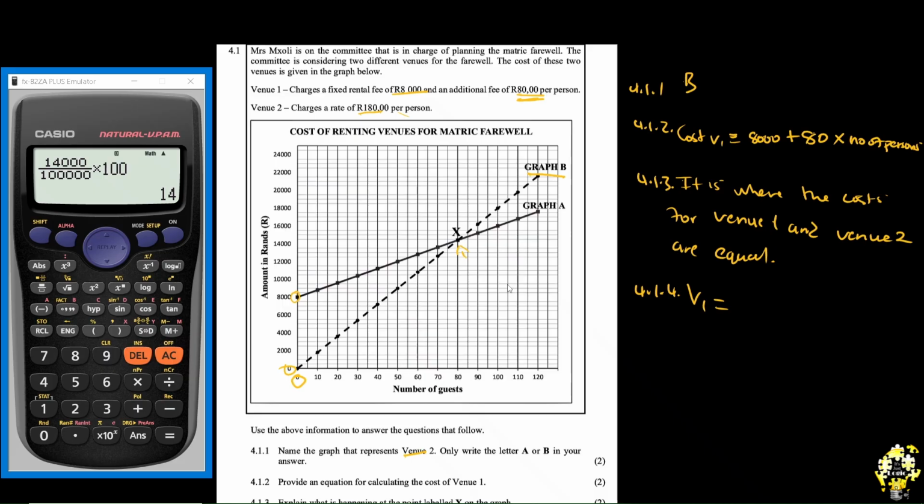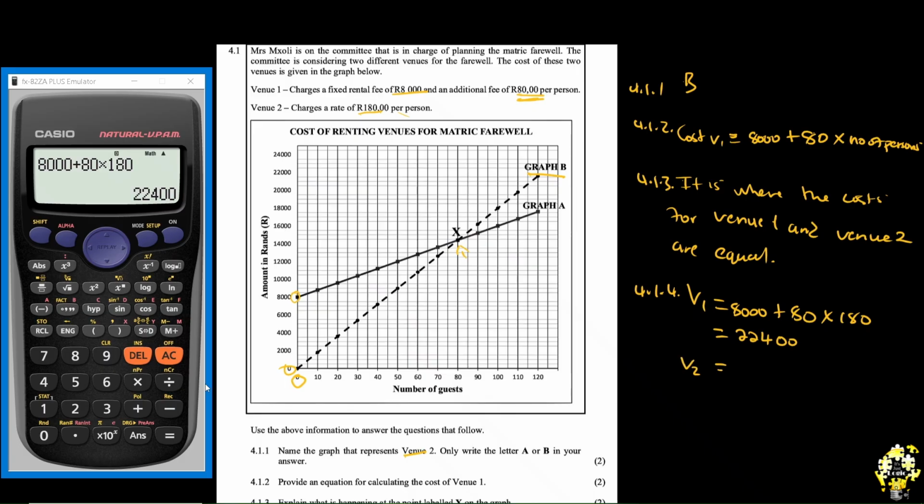Anyway, let's continue. For venue 1, we already have the cost structure here. So it says 8,000, which is a fixed cost, plus 80, which is a cost per individual. And we say we are bringing in 180 human beings. So let's go to our calculator and say 8,000 plus 80 when we are bringing 180 individuals. What do we get? We actually see that for venue 1, we are supposed to pay 22,400.